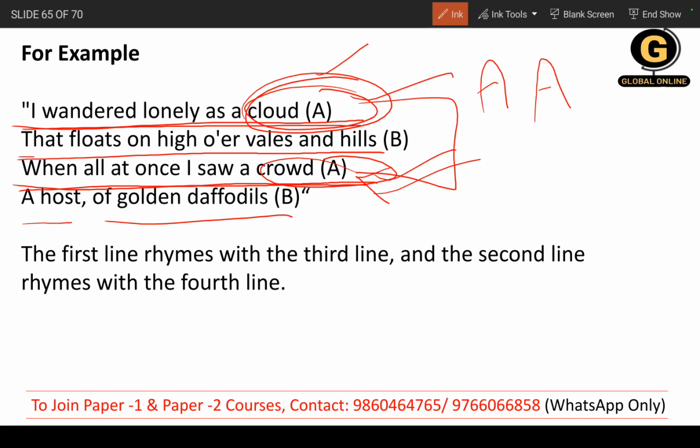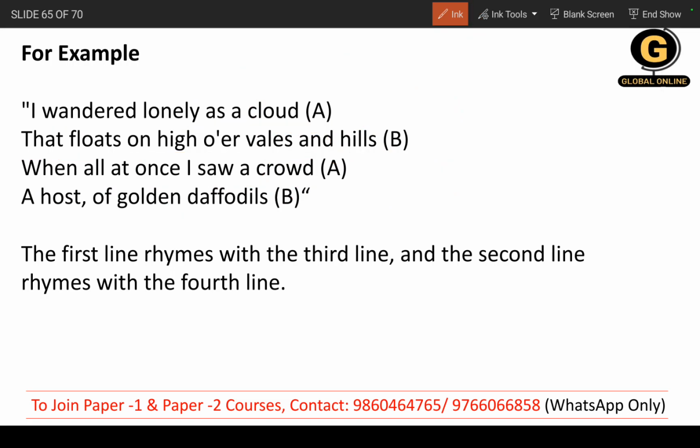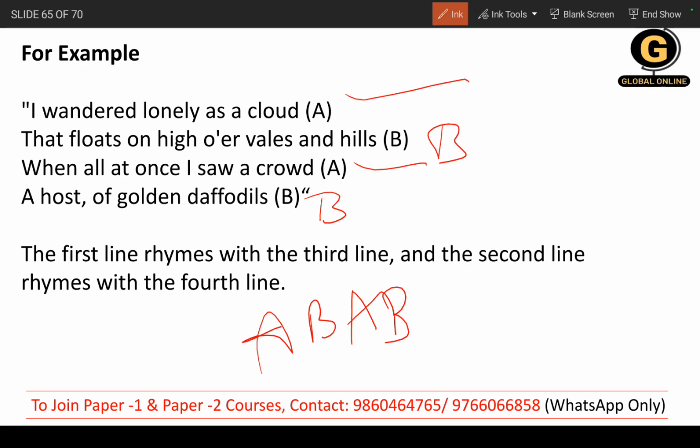Then second, that floats on high over vales and hills, a host of golden daffodils. Daffodils and hills, because we have already named it A, so we name it B, right? So now the rhyme scheme will be the same, B and B. So the rhyme scheme will be A, B and A, B. The first line is rhyming with the third line, and the second line is rhyming with the fourth line. Clear?